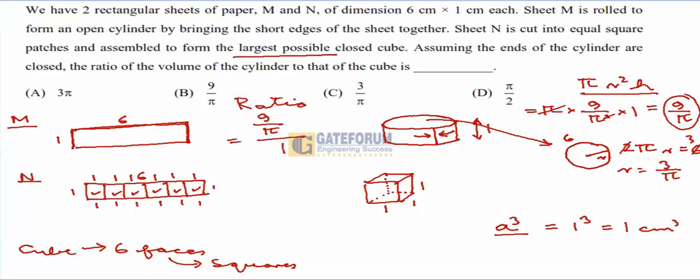9 by pi divided by 1. That is equal to 9 by pi itself. So I will say option D is the correct option.